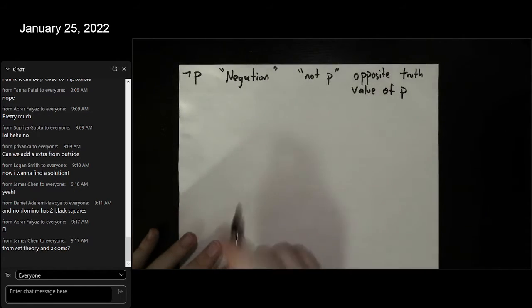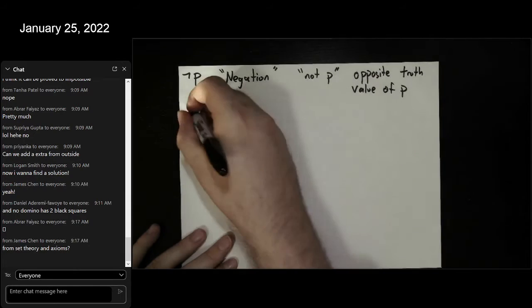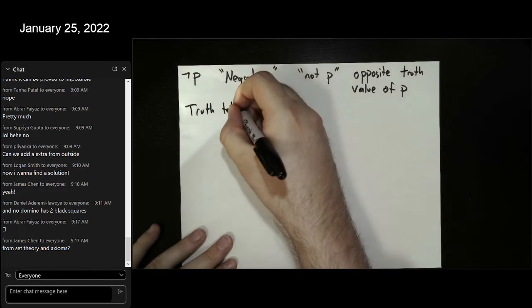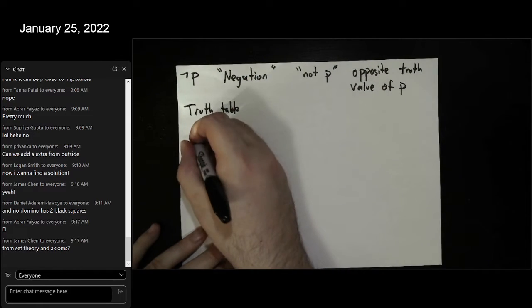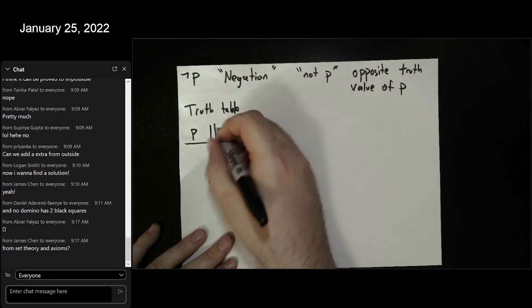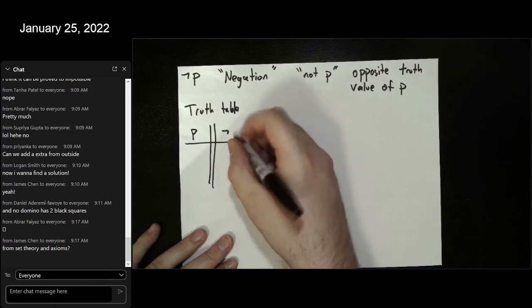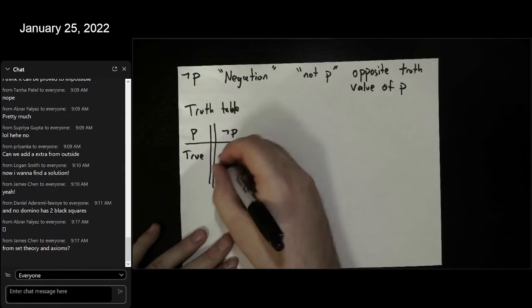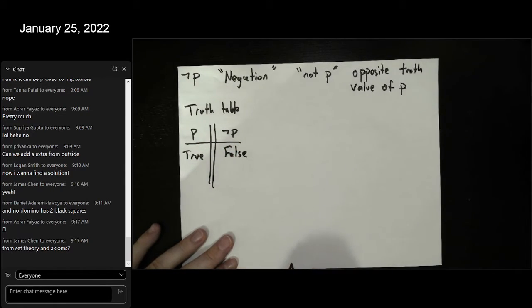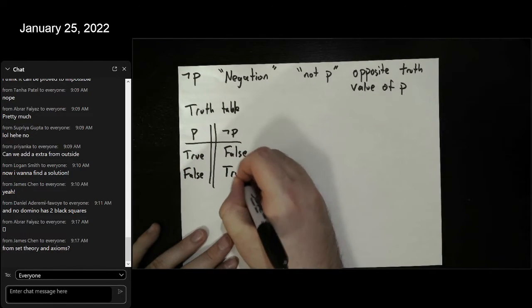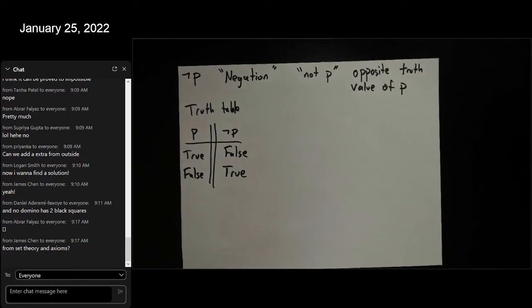And we can record what that means in something called a truth table. So here's my variable P, and here's my proposition not P. If P is true, then not P is false. And if P is false, then not P is true. Okay, that's how negation works.